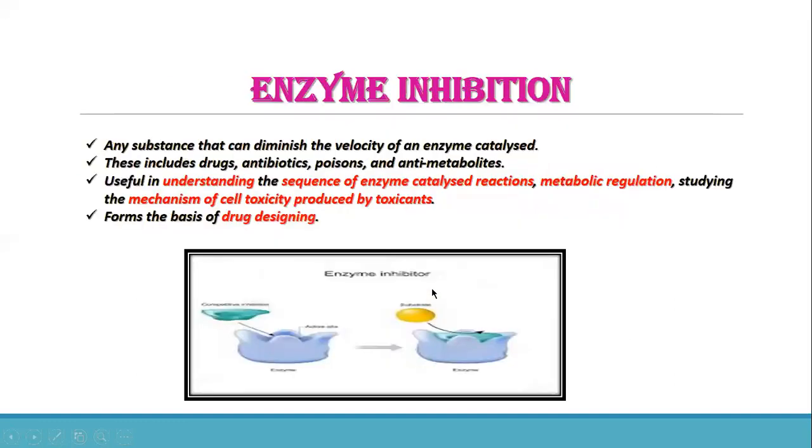Enzyme inhibition. Any substances that can diminish the velocity of an enzyme-catalyzed reaction are known as enzyme inhibitors. The process is known as enzyme inhibition. This includes drugs, antibiotics, poisons, and metabolites. It is useful in understanding the significant sequence of enzyme-catalyzed reactions, metabolic regulation, and studying the mechanism of cell toxicity produced by toxicants, and forms the basis of drug designing.